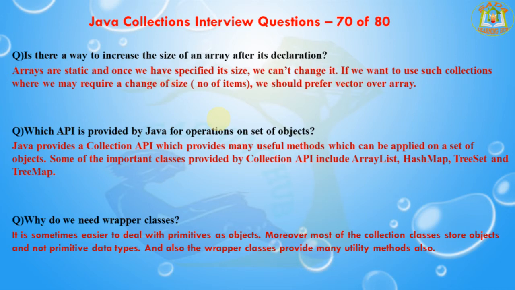The next question is, why do we need a wrapper class? It's sometimes easier to deal with the primitives as objects. Moreover, most of the collection classes store objects and not primitive data types. And also, the wrapper classes provide many utility methods. Because of these reasons, we need wrapper classes.